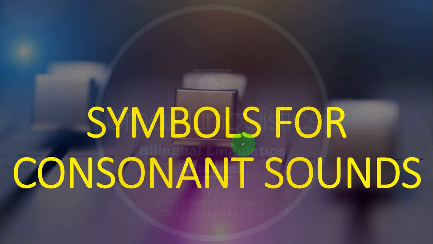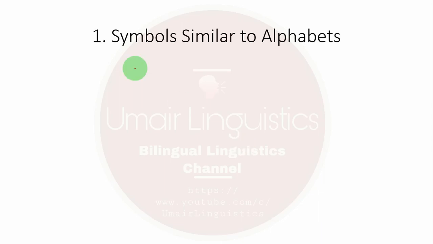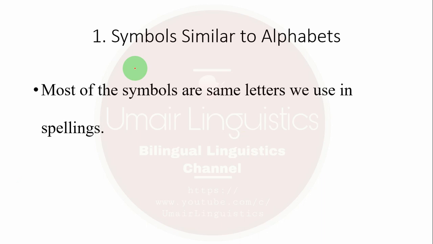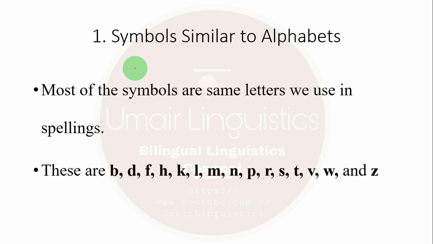Now we are going to discuss symbols for consonant sounds and how they are devised, how they are made, how they are divided. There are some symbols which are just similar to the alphabet letters which we use in spellings, like b, d, f, h, k, l, m, n, p, r. Although in IPA r is used in this way, some books use it in this way as well. s, t, v, w, and z.